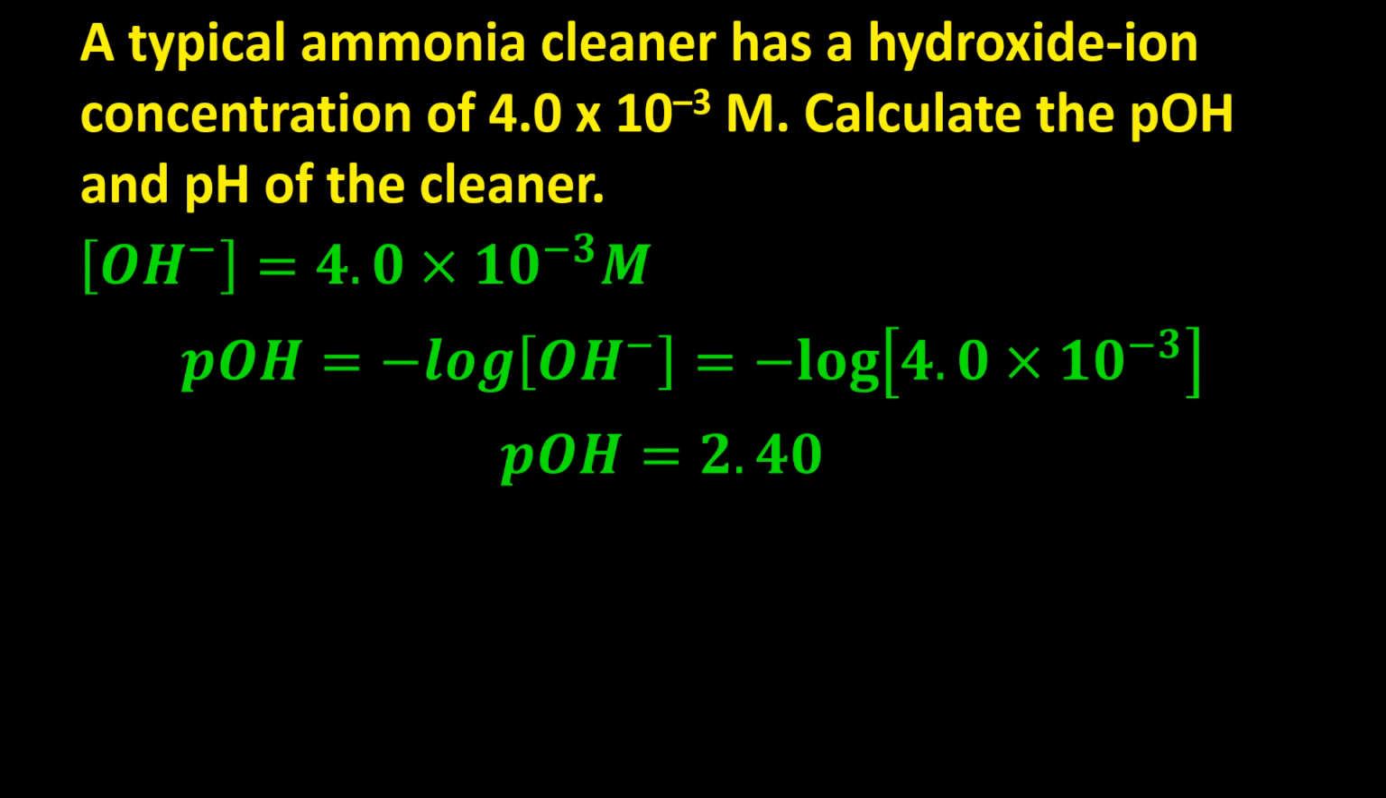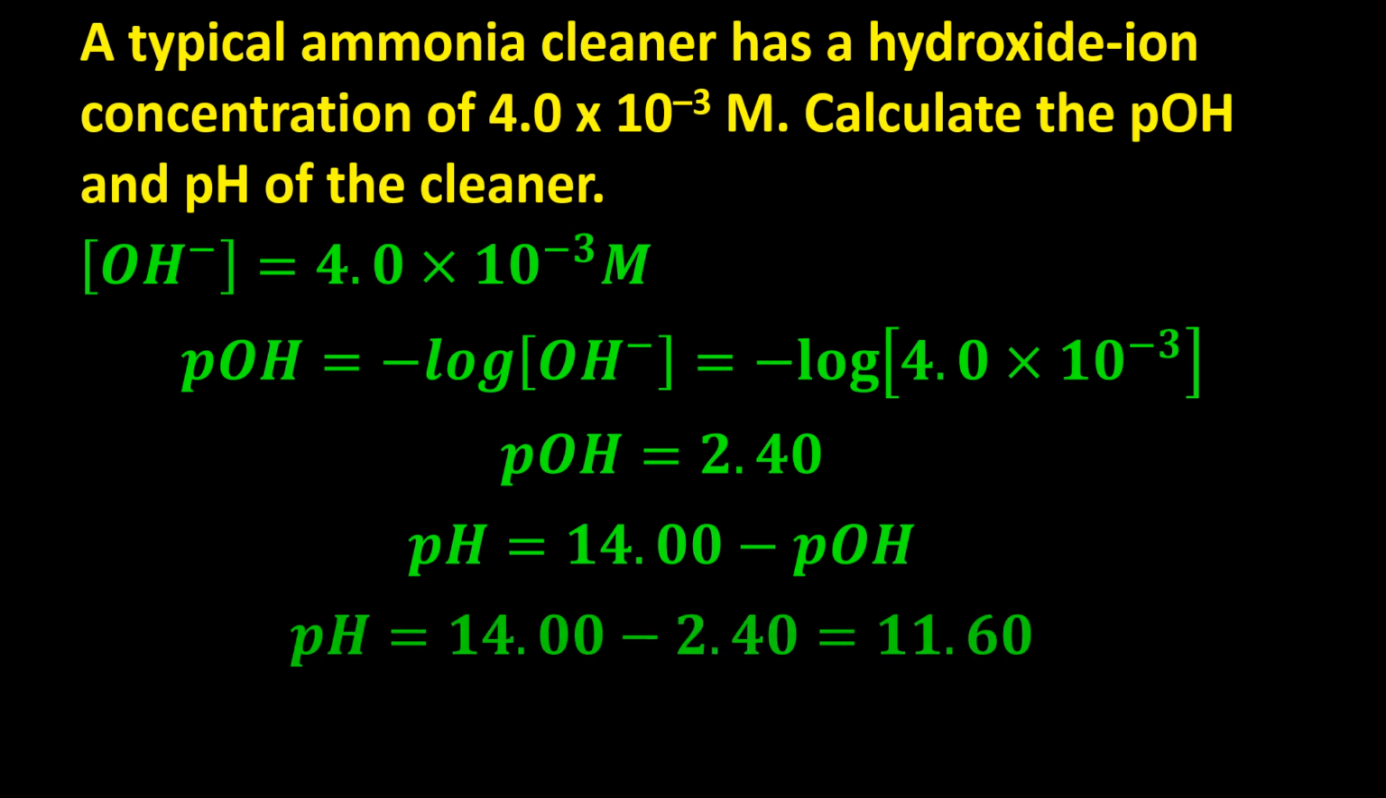And our calculator is going to tell us that this is a pOH of 2.40. Now we also need the pH, and what we're going to use here is the fact that pH plus pOH equals 14. So if we solve this for pH, we get 14 minus the pOH. So we plug in the 2.4, so 14 minus 2.4 gives us a pH of 11.60.